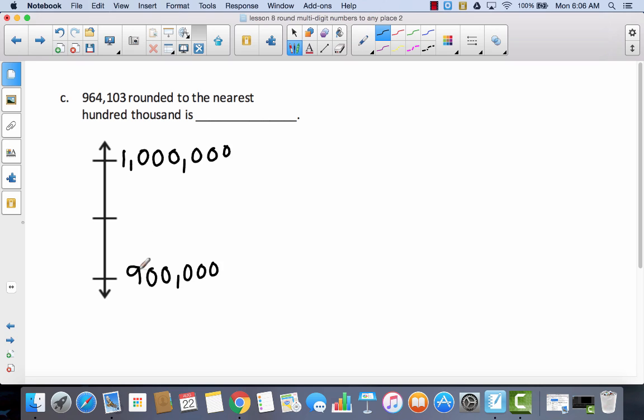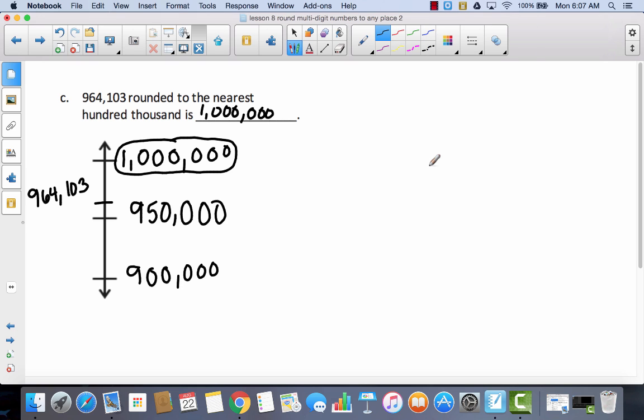So what would be halfway between, let's think of this in terms of thousands. What would be halfway between 900,000 and 1,000,000? Well, halfway between 900 and 1,000 would be 950. So halfway between 900,000 and 1,000,000 is 950,000. I think you can do the rest of this problem by yourself. Let's pause it and you finish it. Okay, so 964,103 is greater than 950,000, which means it's closer to 1,000,000, which would be to the closest 100,000.